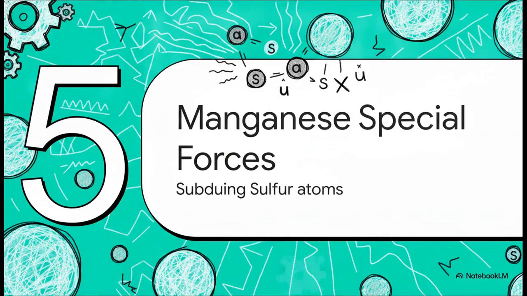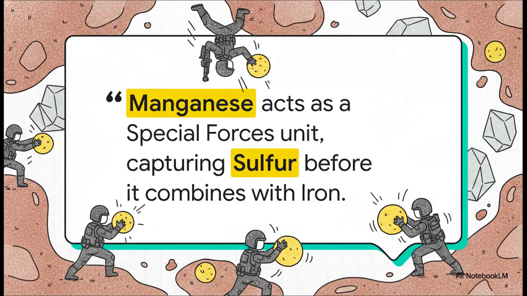Section 5. Manganese Special Forces. Subduing sulfur at the atomic level. So how do we stop this microscopic structural failure? There's this great saying in metallurgy for this exact process. Manganese acts as a special forces unit, capturing the sulfur before it can combine with the iron. It is literally a microscopic battlefield.